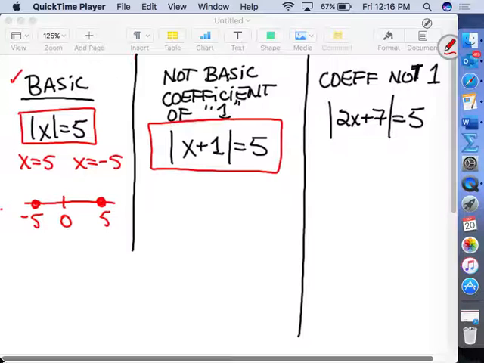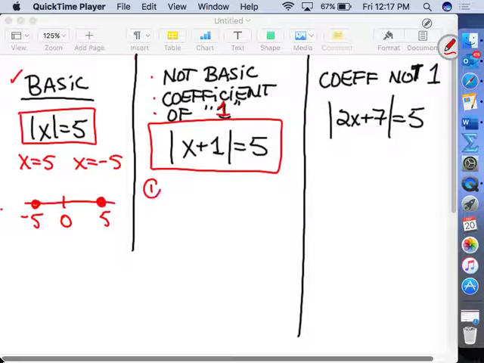Now, compare the absolute value of x to what's happening in the second example. Inside the absolute value bars now, I have x plus 1. So the center of this absolute value is not going to be 0. So notice I've got my not basic example. The coefficient is positive 1 though. I'm referring to the coefficient on the x term, which is positive 1 in the second example.